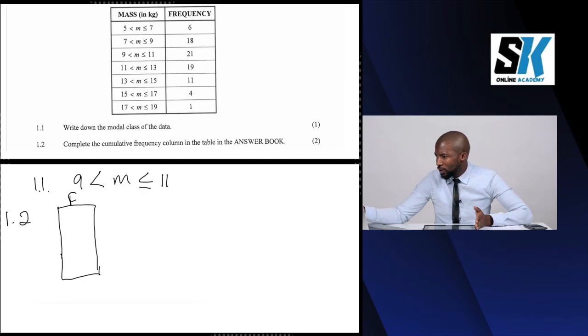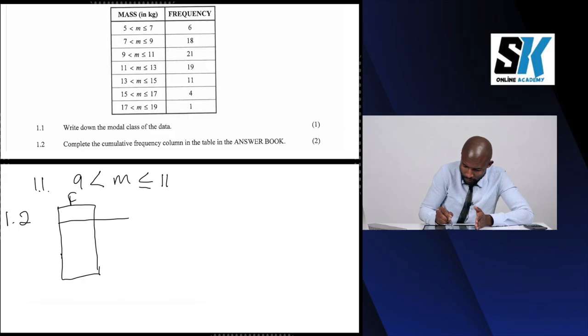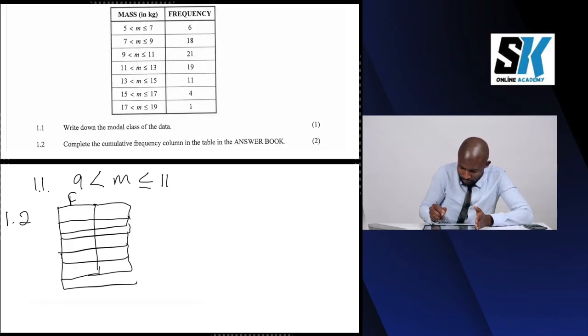Then how many do we have? 1, 2, 3, 4, 5, 6, 7. Let me just confirm. 1, 2, 3, 4, 5, 6, 7. Yeah, so it's going to be 7. The first value is 6, the second one is 18, the third being 21, the fourth being 19, and then 11, then 4 and 1.